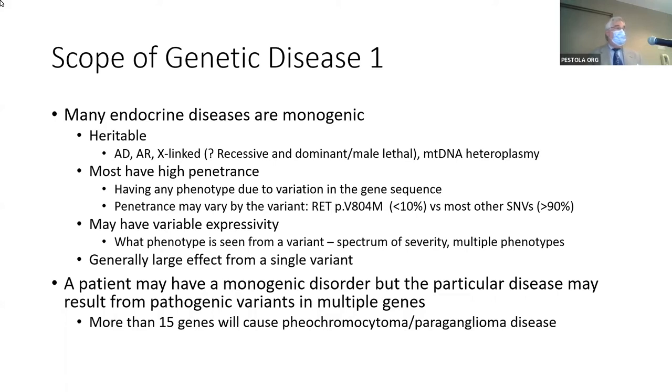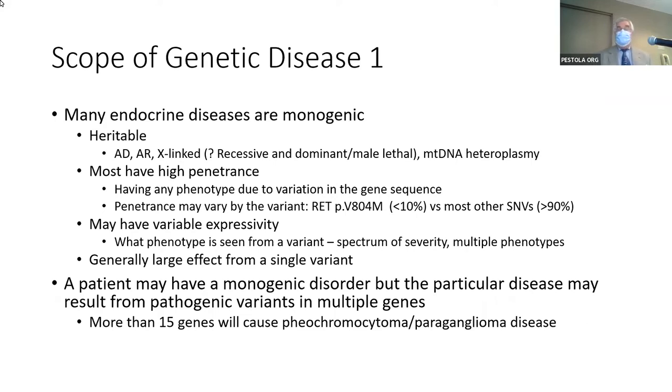Most monogenic disorders are high penetrance phenotypes, which means that there is some component of the phenotype, not necessarily the entire phenotype, due to a variation in the gene. And the penetrance can vary. One good example, common RET sequence change, position 804 in a peptide, the valine to methionine, only has 10% penetrance. But most of the other single nucleotide variants in that gene have greater than 90% penetrance, causing disease.